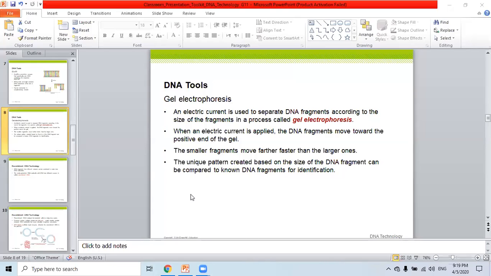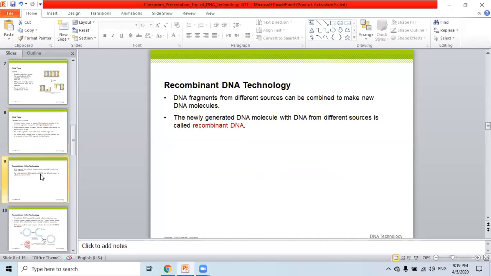When an electric current is applied on DNA, I think this exactly explains it well. Okay, let's move to the next page. Recombinant DNA technology. DNA fragments from different sources can be combined to make new DNA molecules. The newly generated DNA molecule with DNA from different sources is called recombinant DNA.